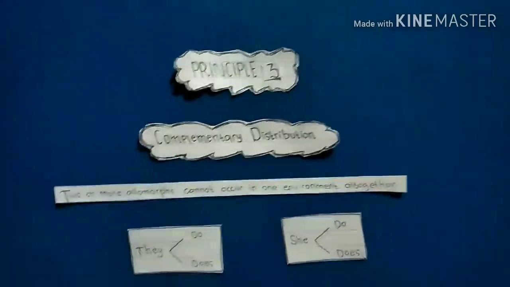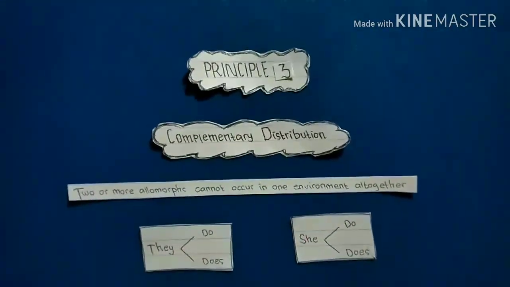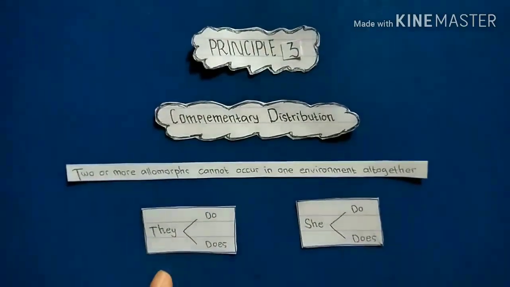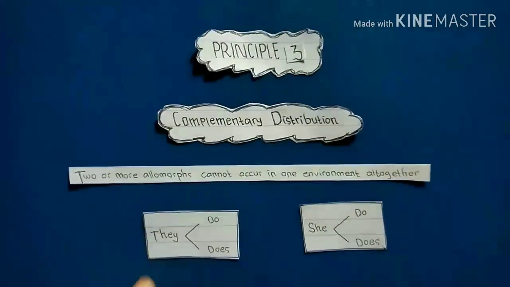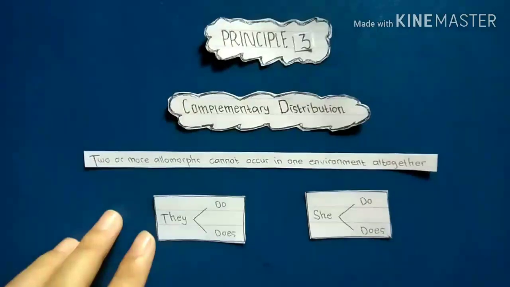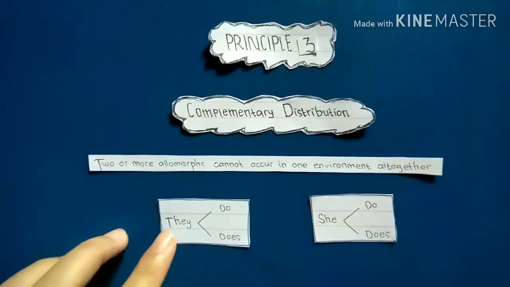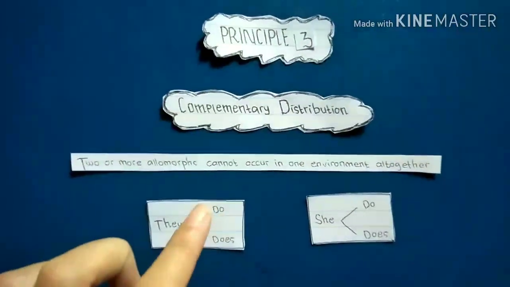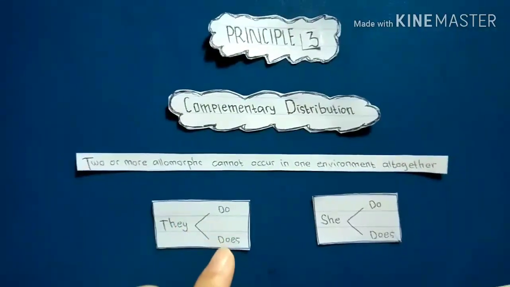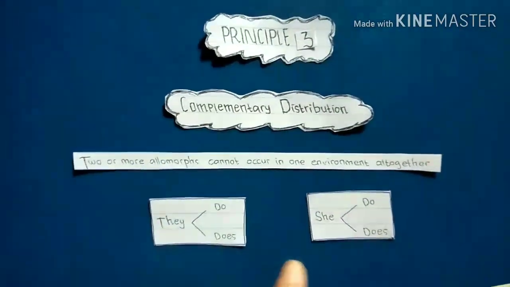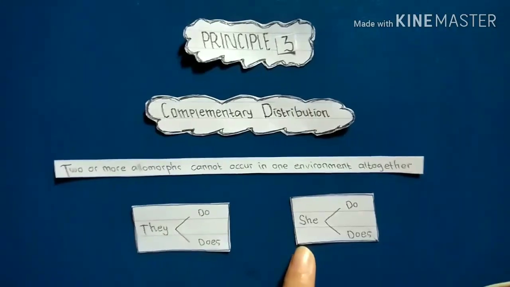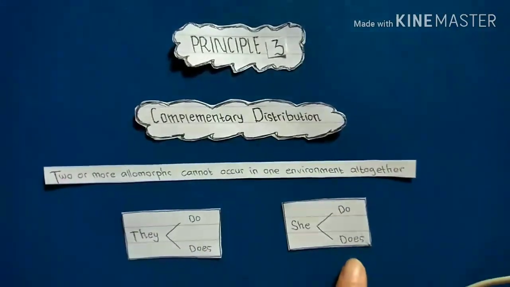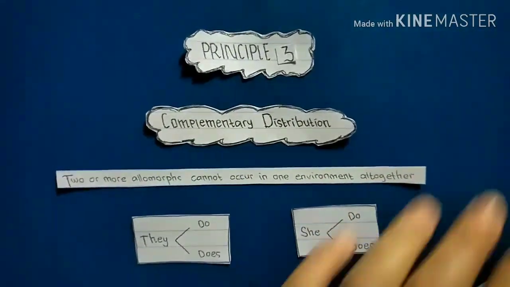How to choose the correct morpheme? So we have to see the subject. For example, for the first example, they, plural subject, so we have to use the morpheme do and we cannot use morpheme does. And then for singular subject, she, we have to use does and not do.